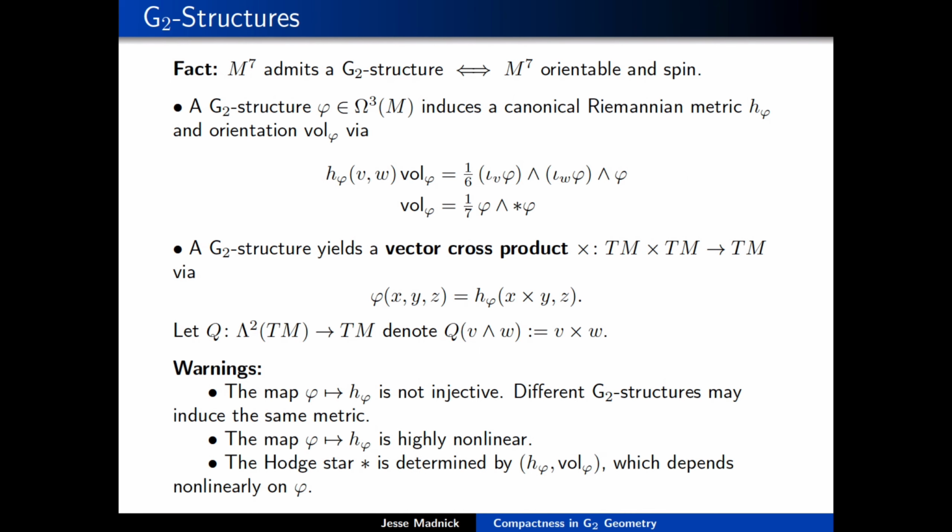Just some warnings. First of all, the map phi to h phi is not injective, and that means, more concretely, that different G2 structures may induce the same Riemannian metric, and there are certainly examples of this. Moreover, the map that sends phi to h phi is highly nonlinear. We'll get back to that point in a minute. And moreover, the Hodge star is, of course, determined by the metric and the volume form, but the point is that those depend nonlinearly on phi.